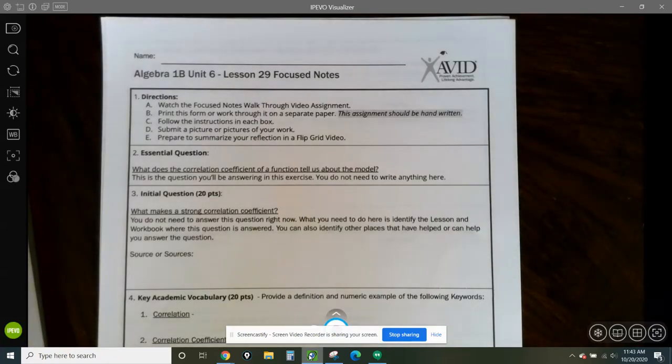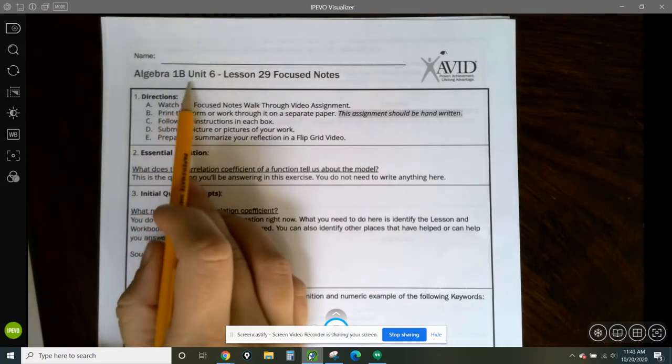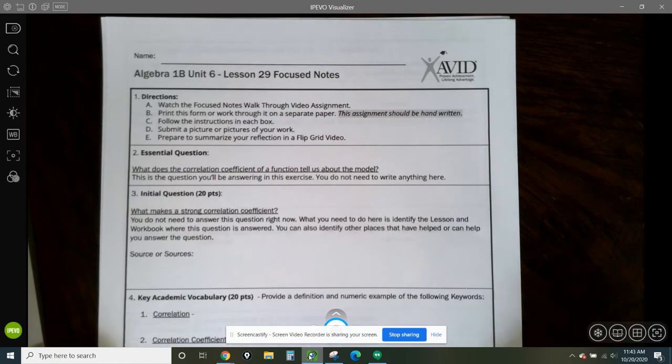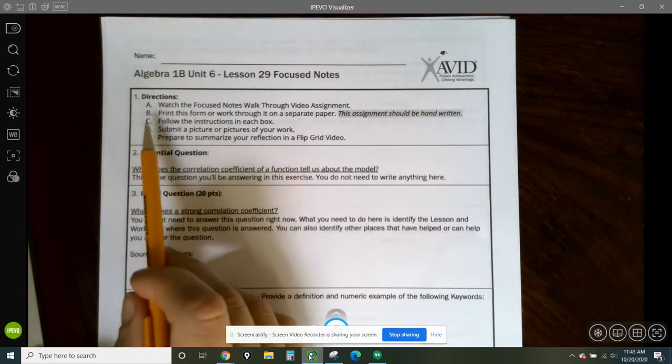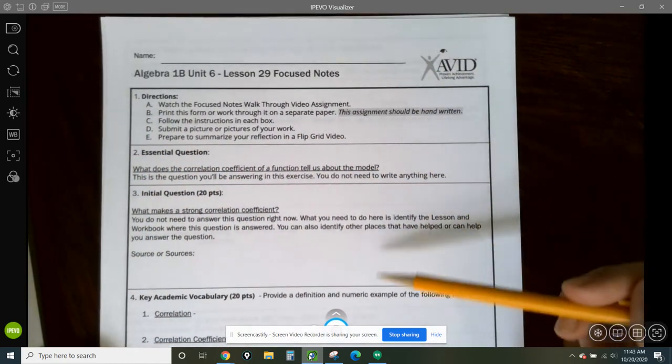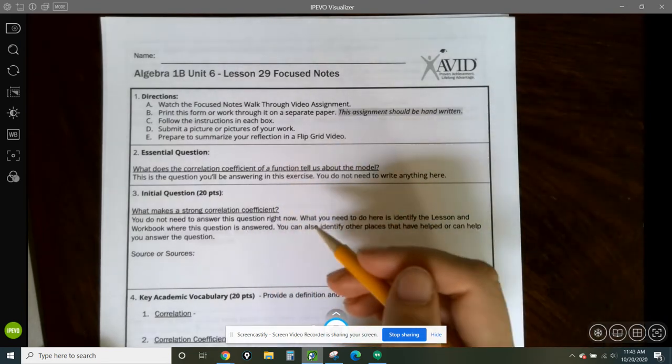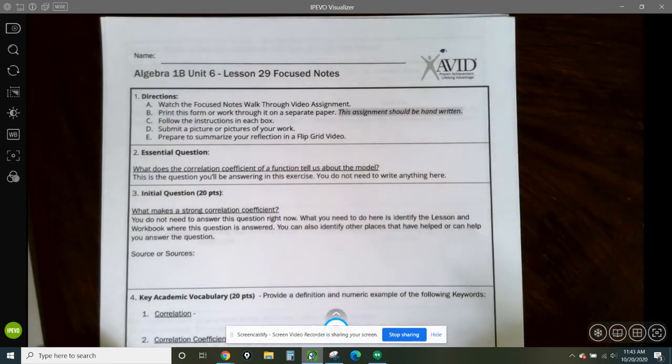Hi math students, this video is to help you with the Algebra 1B Unit 6 focus notes. You should know the directions by now, but make sure you have this paper printed out so that you can follow along and fill it in with me as we go. And then when you're done, you're going to take a picture to submit it for your assignment.